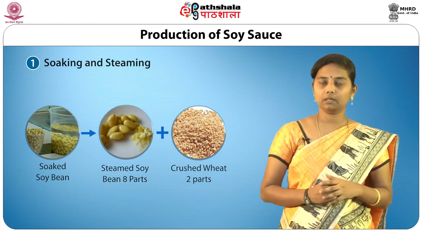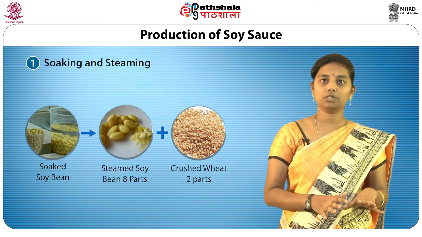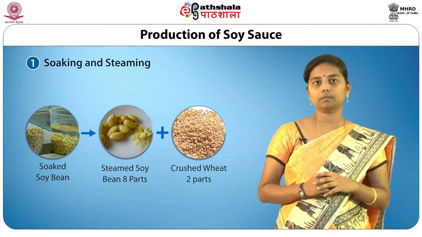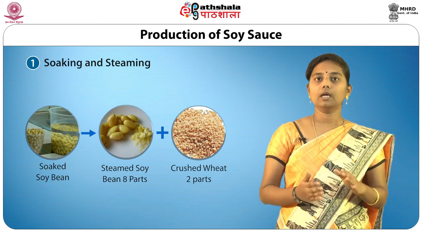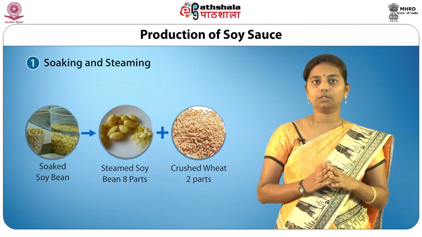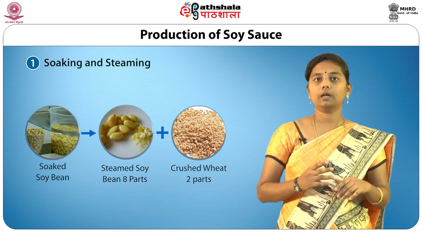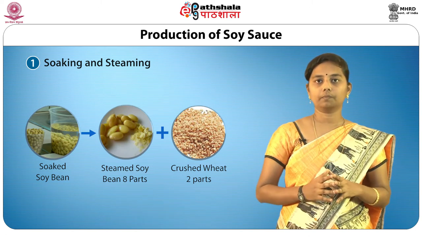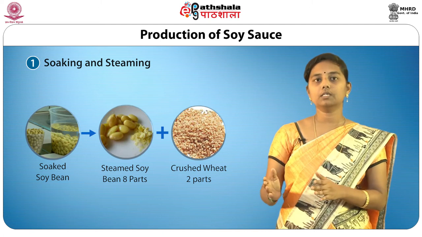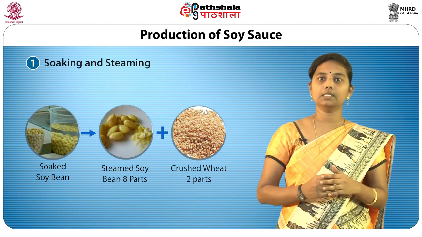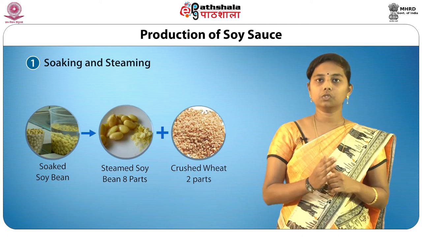In the modern methods, the soybeans are soaked in water for 12 to 24 hours. The beans are drained and steam cooked at high temperature. Wheat is roasted and crushed to get a coarse product. The coarsely ground wheat is mixed with the cooked soybeans in the ratio of 8 parts of soy with 2 parts of wheat.